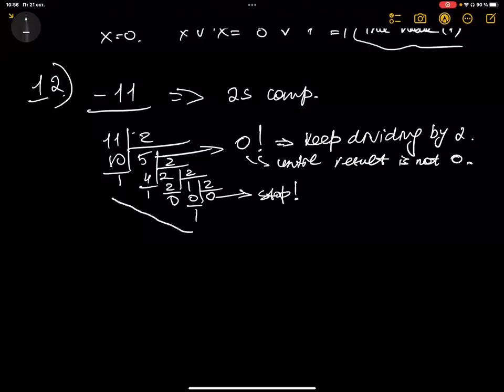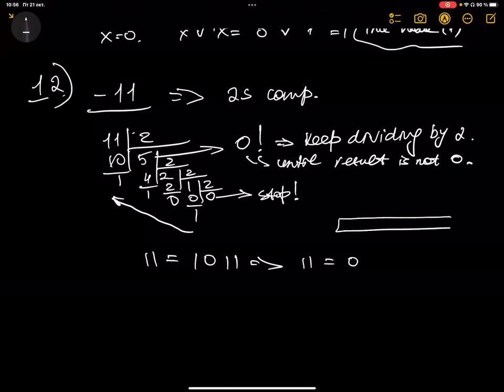So we're going to read the value from the down to the up. So that means 11 equals 1, 0, 1, 1. But you have to write it in 8-bit notation. So that means you see, there are 8 bits given in the memory. Hopefully it's clear. So we got this value.